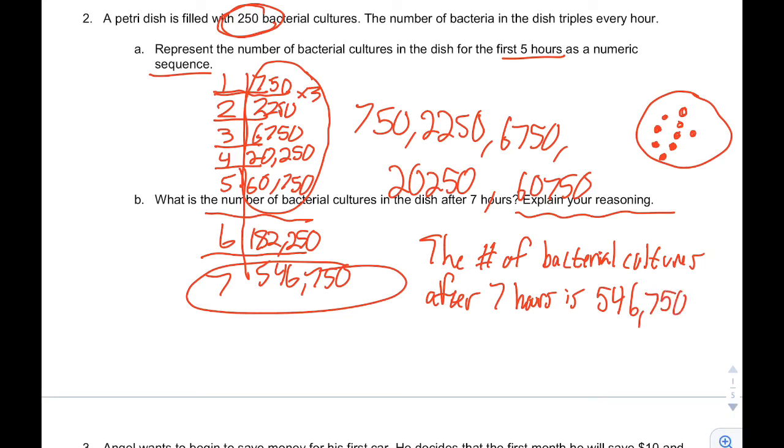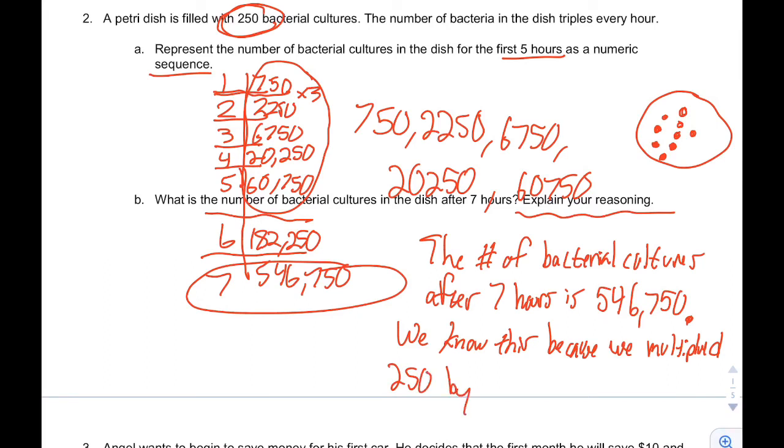Now, explain your reasoning. How do we get that number? We know this because we multiplied our original amount, 250, by 3. How many times did we do that? Well, after the first hour was 750, and we had to go all the way down to the 7th hour. So we really multiplied 250 by 3 7 times.